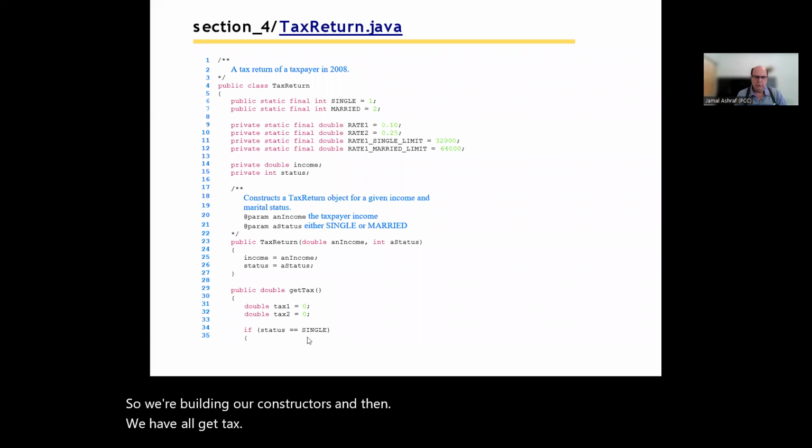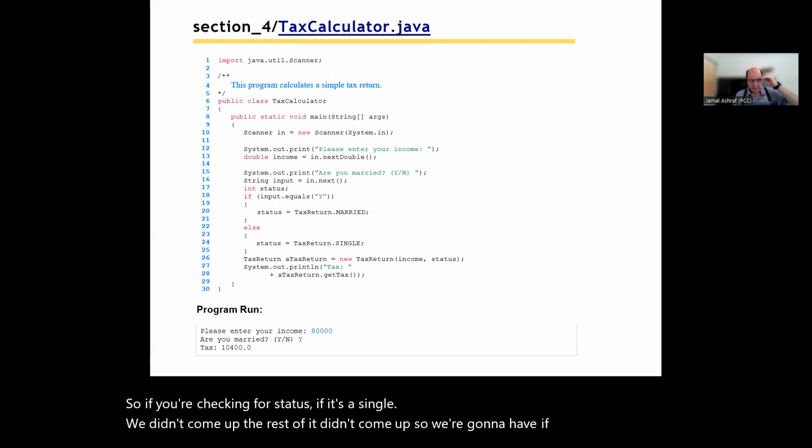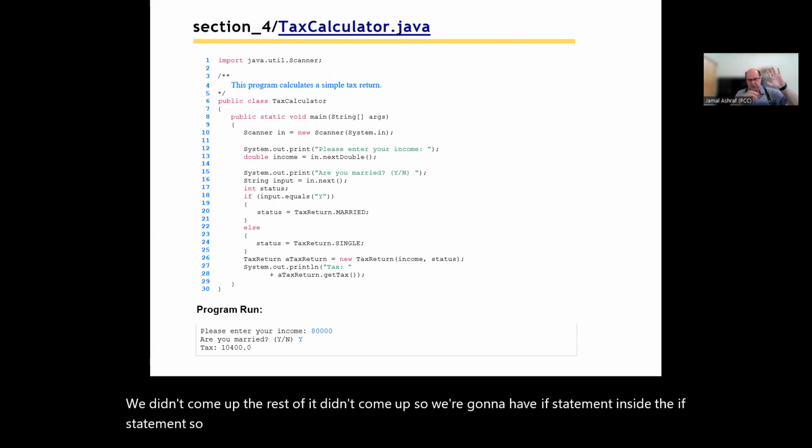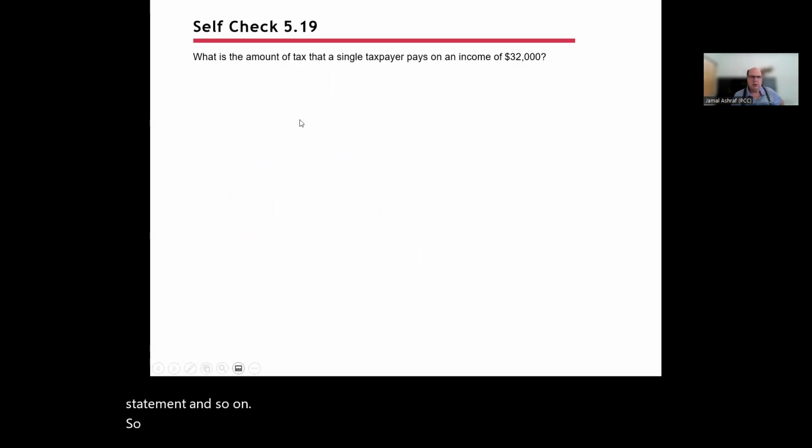So we're building our constructors and then we have our getTax. So we are checking for status. If it's single, then... no, it didn't come up. The rest of it didn't come up. So we're going to have an if statement inside an if statement. So you have an if statement inside of that. You're going to have an if statement and if statement and so on. Okay, so that's going to end this part.